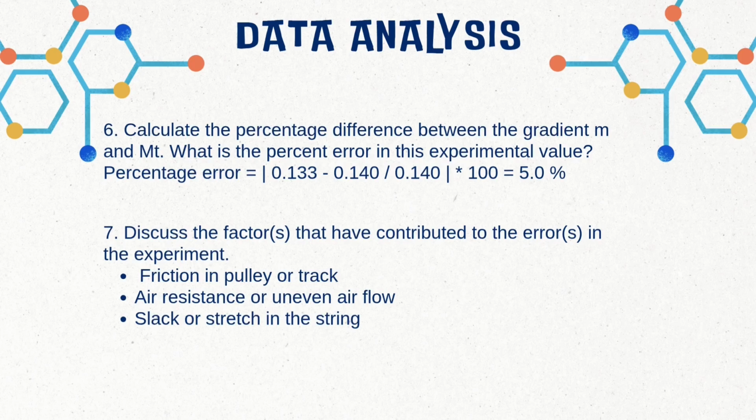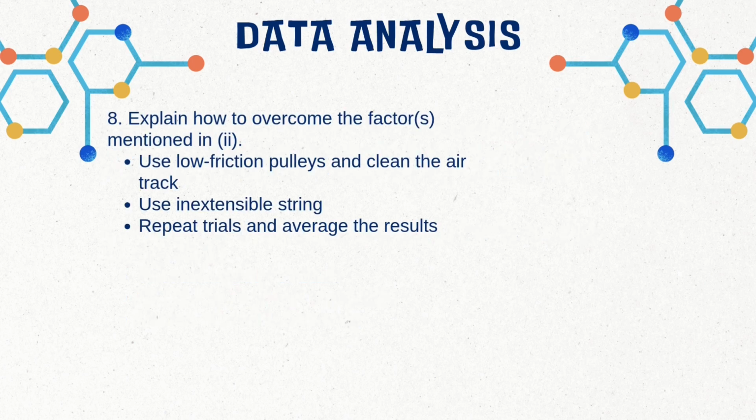Friction in the pulley or track, air resistance or uneven airflow, slack or stretch in the string. Question number 8, explain how to overcome the factors mentioned in question 7. Use low friction pulleys and clean the air track. Use inextensible string. Repeat trials and average the results.